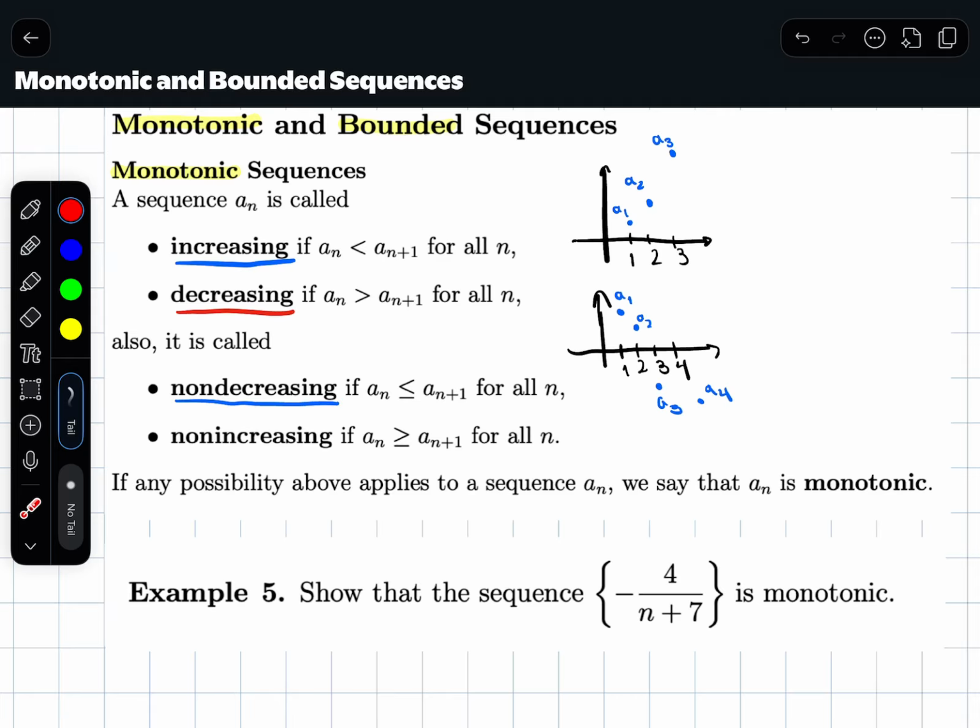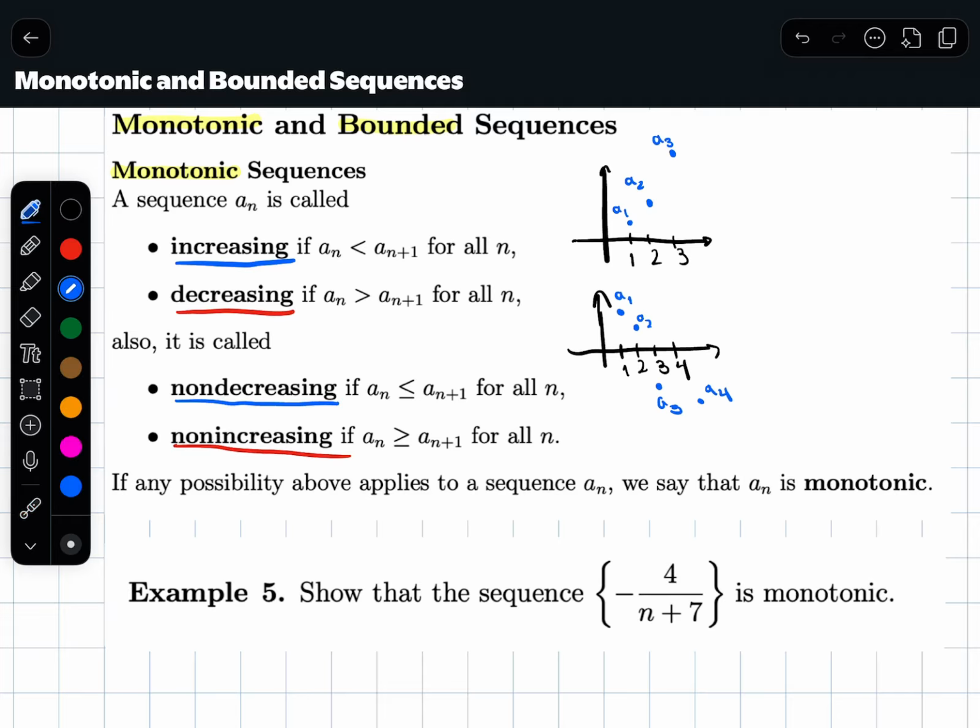As long as you go up a few times and stay still a few times, then you'll have a non-decreasing sequence. And likewise, a non-increasing sequence will show up when you have a sequence that goes down a few times, but maybe stays still a few times, and maybe goes down a few times, maybe stays still a few times, and so on. As long as it never goes up, it will be non-increasing, okay?